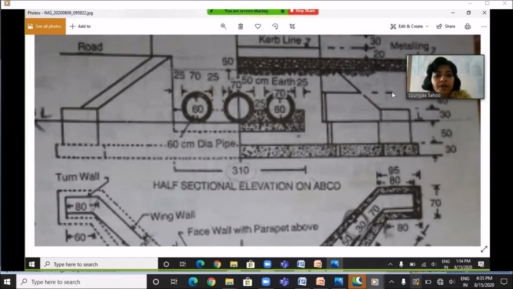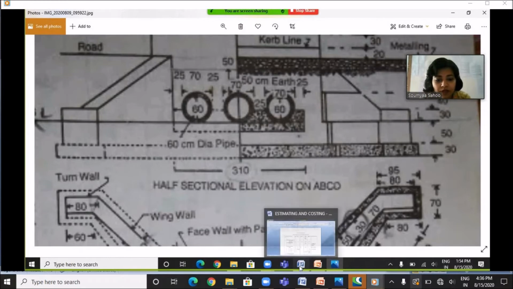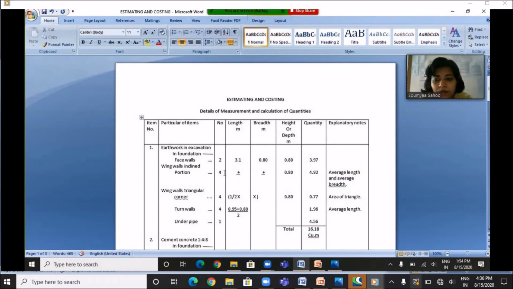And what is the depth for which the excavation work is to be done? The excavation work is to be done from this point to this point, below the ground level. This distance is 50 cm and this distance is 30 cm. The total depth of excavation is 80 cm or 0.8 meter. So let's quickly fill the table. So the number of wing walls are 4. The length, we have to take the average length, 2.3 plus 1.8 divided by 2. We have to take the average breadth here, so 0.8 plus 0.7 divided by 2. And the depth of excavation for wing wall is 0.8 meter. So I have already calculated the quantity as 4.92 cubic meter.